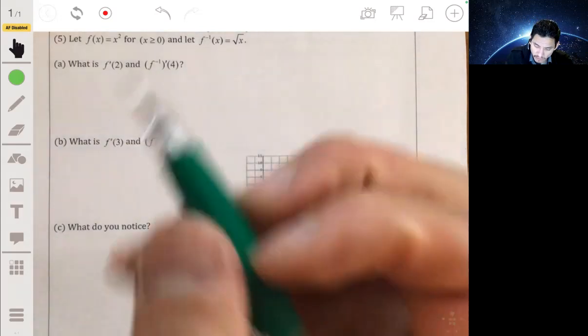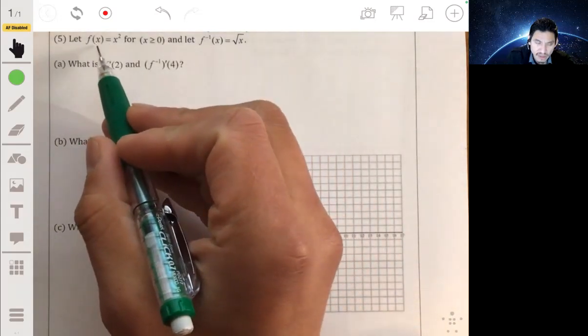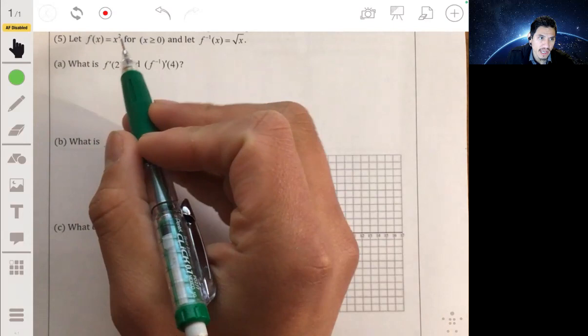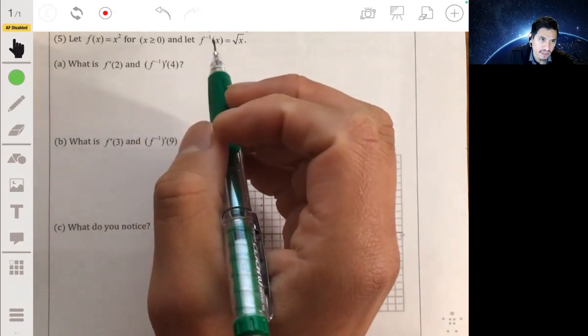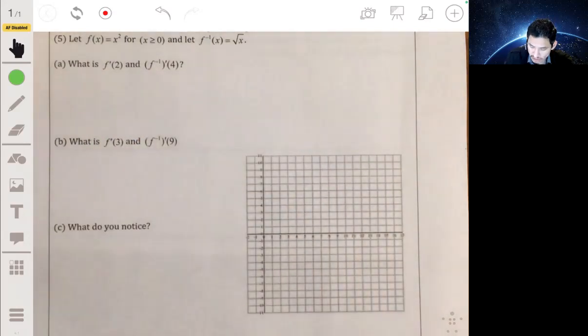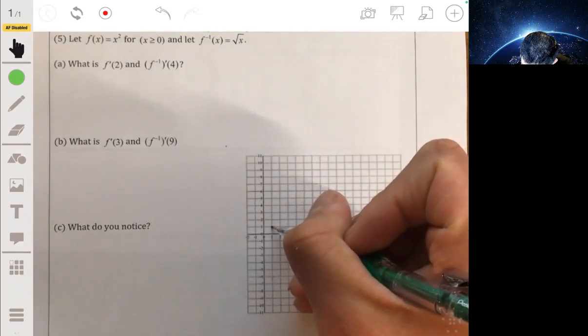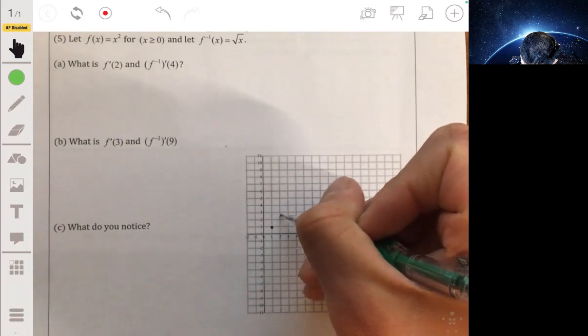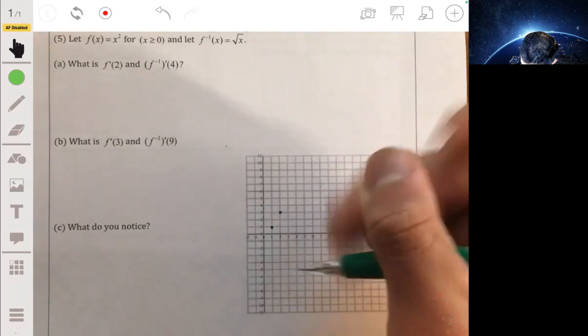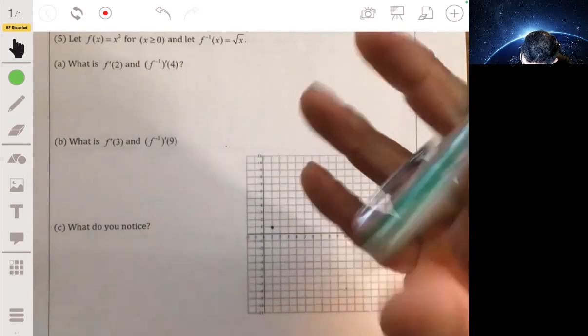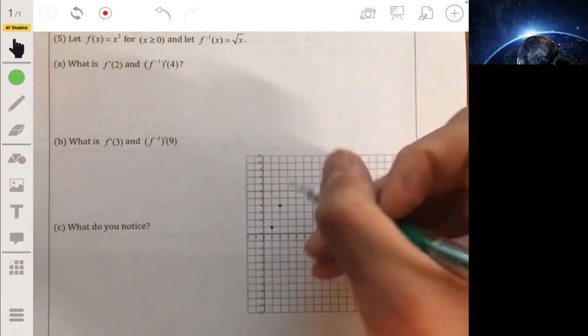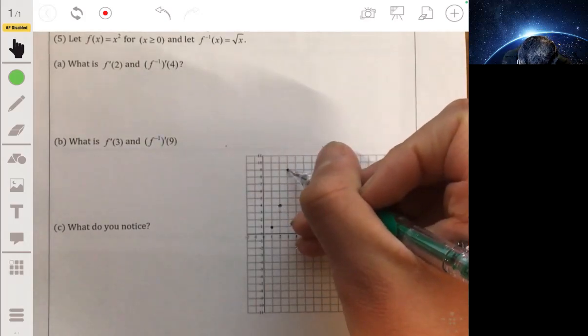So for this example, we're going to have f of x be equal to x squared, and then its inverse, f inverse of x, will be equal to the square root of x. So let's first draw a little sketch of each of those. So f of x will go through (1, 1), (2, 4), and (3, 9).